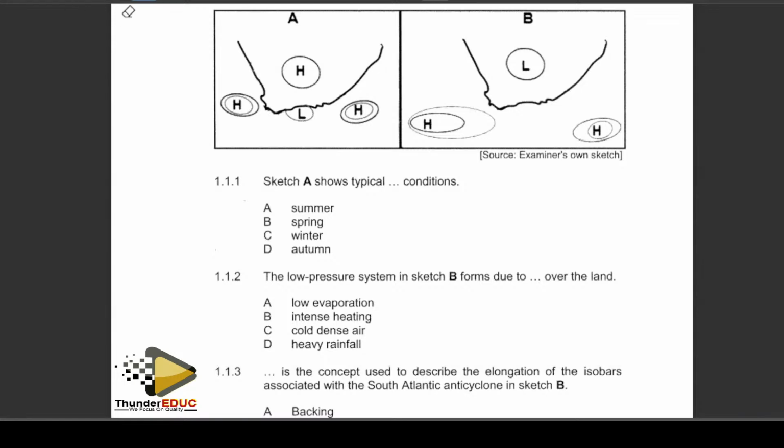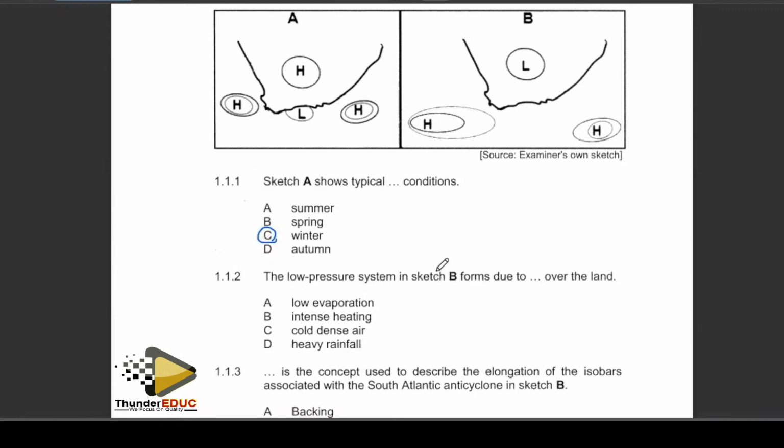Right, so for the first question, we are saying the sketch A shows typical conditions there. On A, there is high pressure over the interior. The subtropical anticyclones are very close to land. So which gives us C as the correct response for that one. Then we move on to the next question.